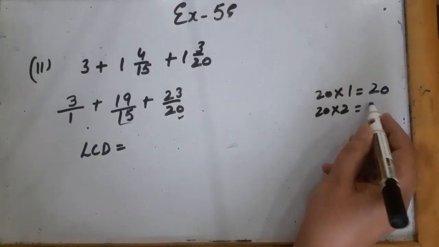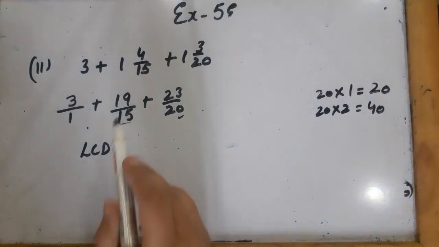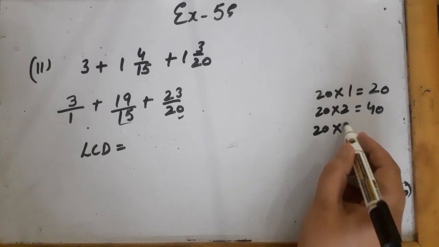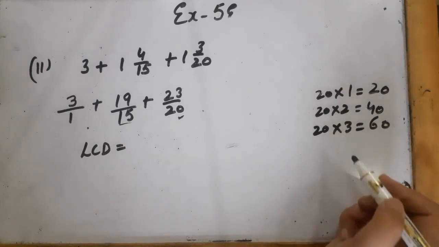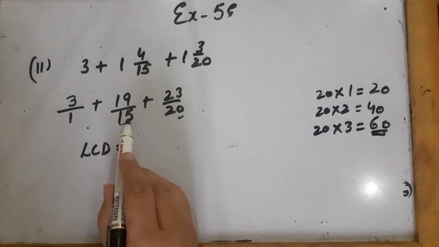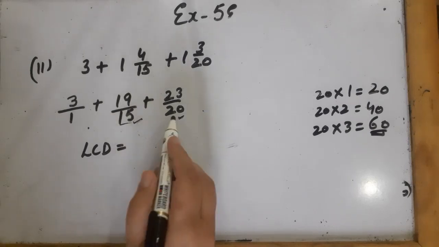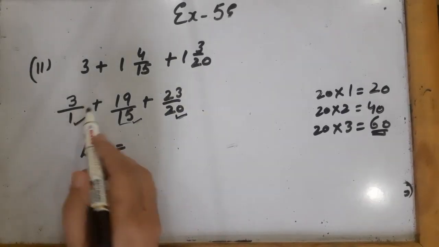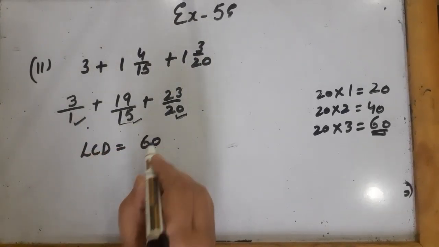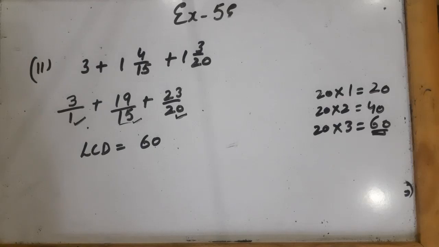So 20 twos are 40. Do you get 40 on the table of 15? No, so this cannot be my denominator. 20 threes are 60. Do you get 60 on the table of 15? Yes, 15 fours are 60. So I get 60 on this table also, and on the table of 1 all numbers come. 1 sixty is 60. So it means my common denominator will be 60.